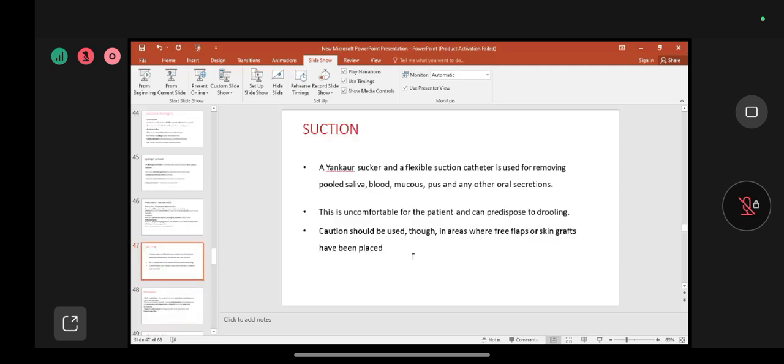Suction should be done with the Yankauer suction for removal of pooled saliva, blood, mucus, pus, or any other secretions. This is uncomfortable for patients and can predispose to drooling. Caution should be used in areas where a free flap or skin graft has been placed.